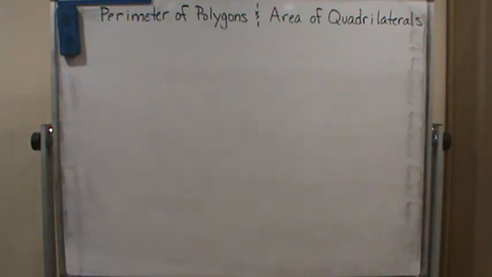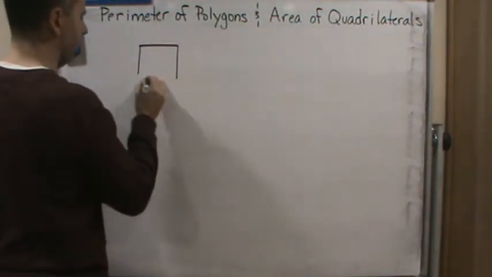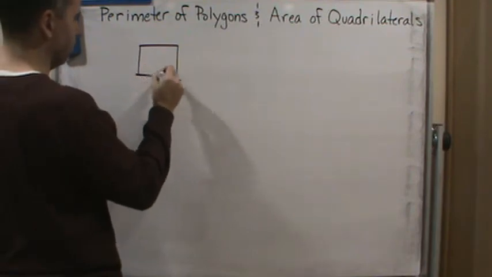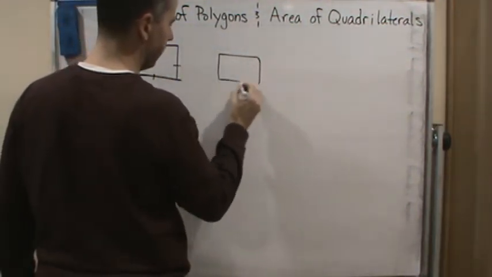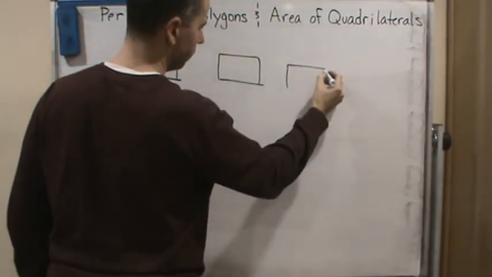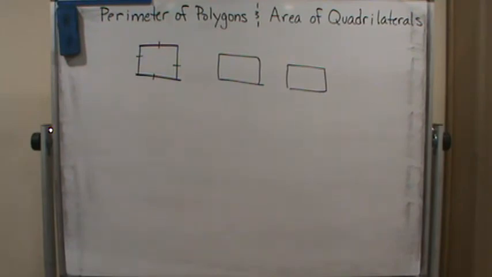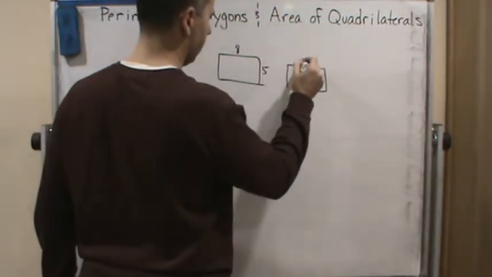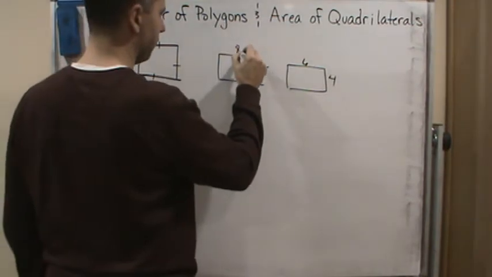Okay, great. So we've got a square duct here, and then we've got two other rectangular ducts. What do we know about the two rectangular ones? Well, we know the dimensions: 5 by 8 and 4 by 6, and they're both in inches.